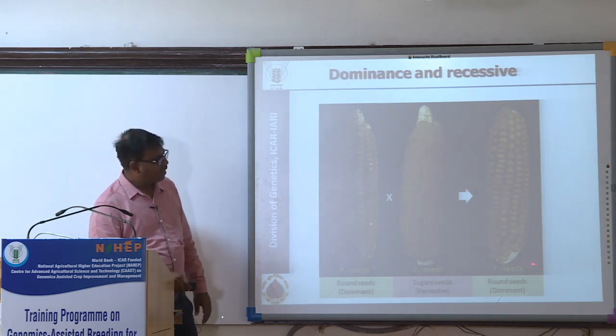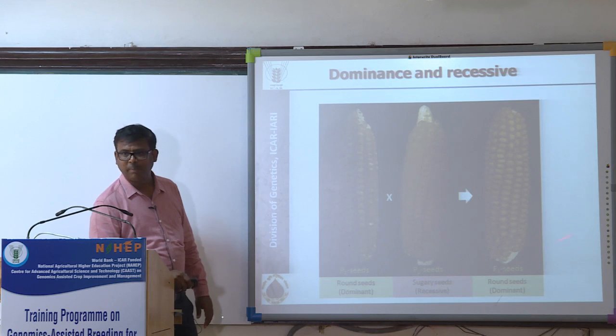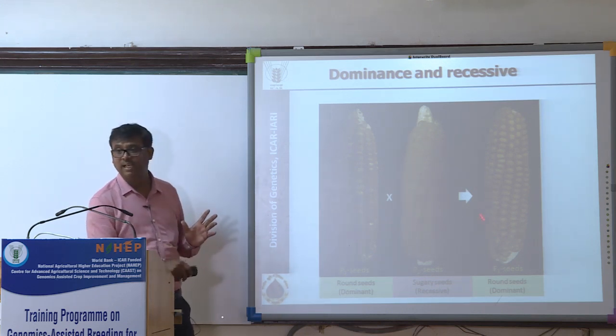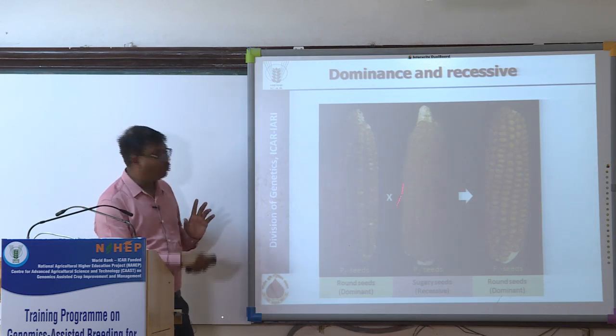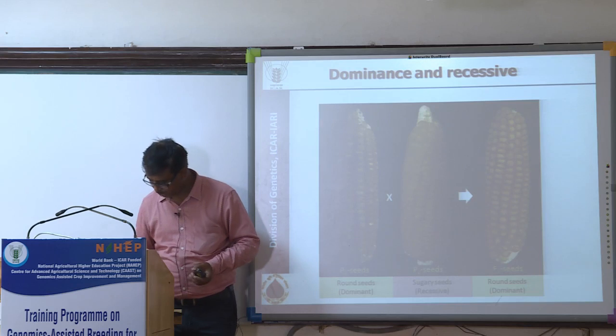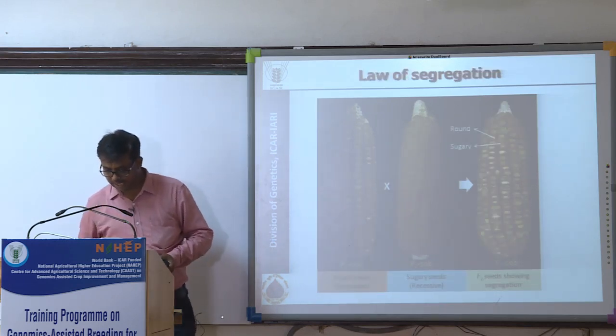If you make the cross, the F1 seed is again plump, that means round. So what does it indicate? The sugary one is again a recessive trait, and the round one is a dominant trait. So this is also another example where we can show dominance. Now look here.